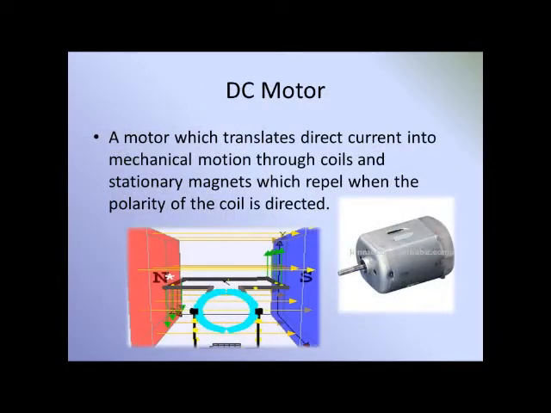The project incorporates a DC motor. A DC motor is a motor which translates direct current into mechanical motion through coils and stationary magnets, which repel when the polarity of the coil is directed.